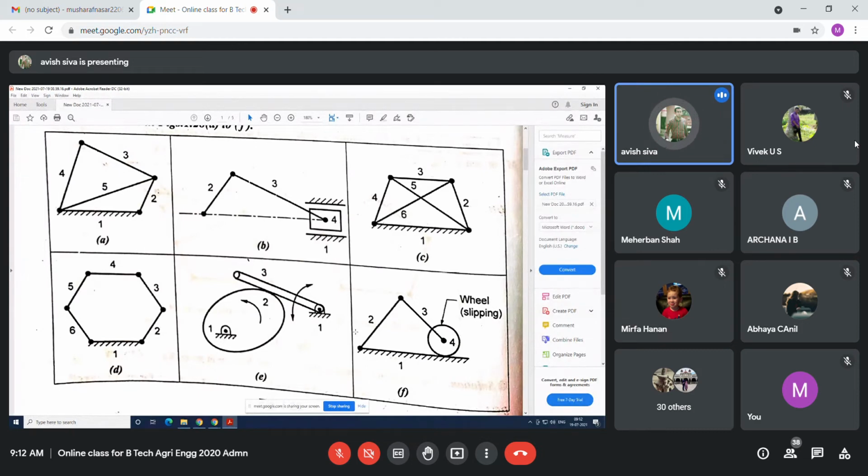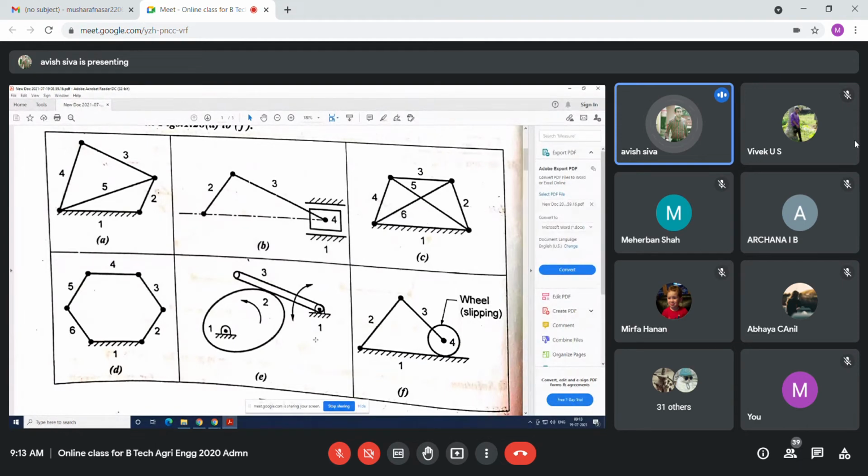That is A. Number of links, 5. What about the number of joints? 6. Is it 6? Sure. Yes. So you have two binary joints and two ternary joints, right? Two binary joints and two ternary joints are there in figure 1.6a. So the total number of joints, as Abhaya said, is 6.